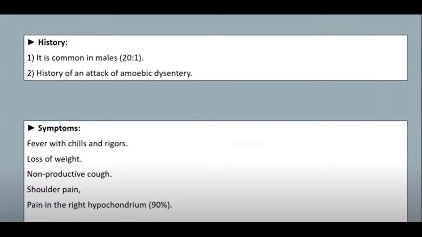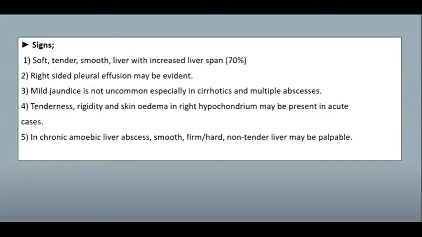The signs are soft, tender, smooth liver with increased liver span in 70% of the cases. Right-sided pleural effusion may be evident. Mild jaundice is not uncommon, especially in cirrhotics and multiple abscesses. Tenderness, rigidity, and skin edema in the right hypochondrium may be present in acute cases. And in chronic amebic liver abscess, a smooth, firm, hard, and non-tender liver may be palpable.